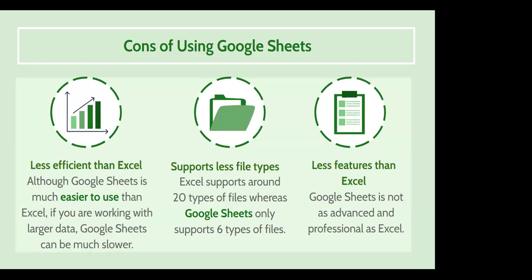When it comes to the cons of using Google Sheets, it is considered less efficient than Excel, although Google Sheets is much easier to use than Excel. If you are working with a larger amount of information, it's going to fall short because Google Sheets is very simplified. It supports fewer file types. So if we compare to Microsoft Excel, which supports around 20 types of files, Google Sheets only supports 6 types of files.